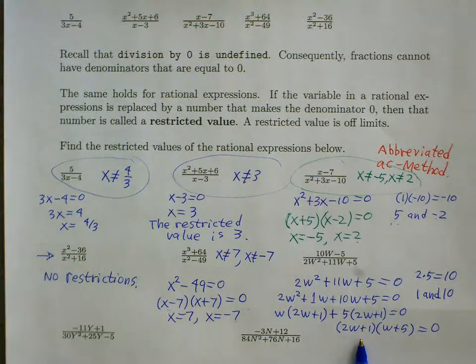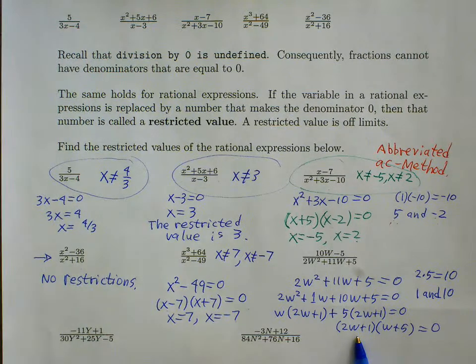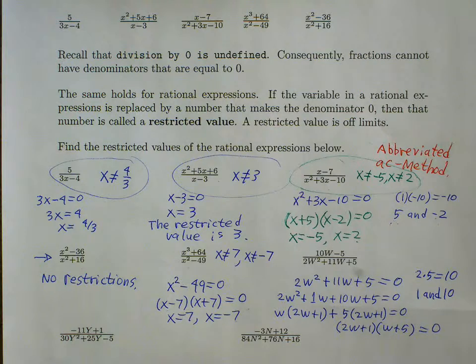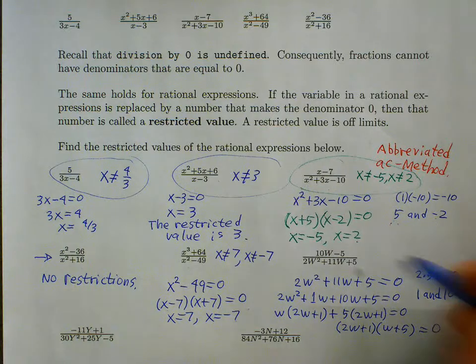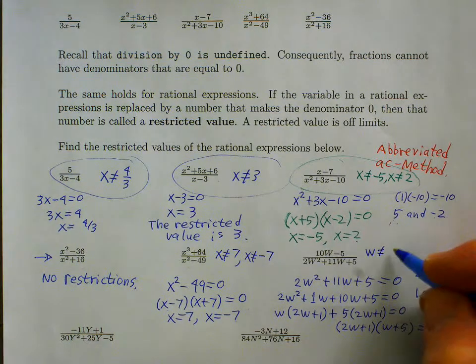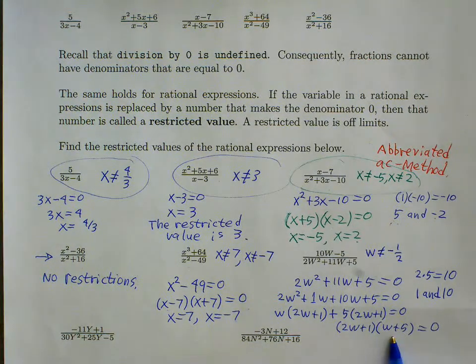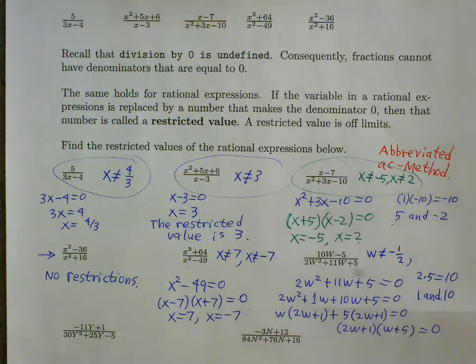Okay, so to find the restricted values, set each of those factors equal to 0. When we set 2w plus 1 equal to 0, to solve for w, we subtract 1 and divide by 2. So one of the restricted values, we can say w cannot be negative 1 half. The other factor, w plus 5, set that equal to 0. So the other restricted value is w is not permitted to be negative 5.